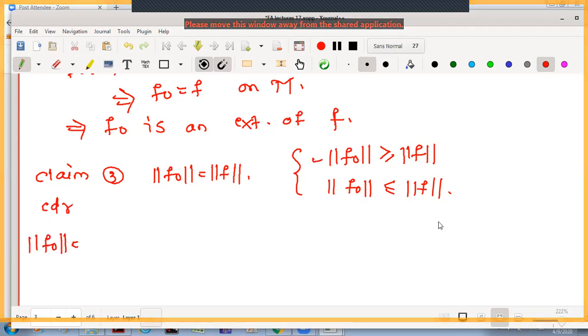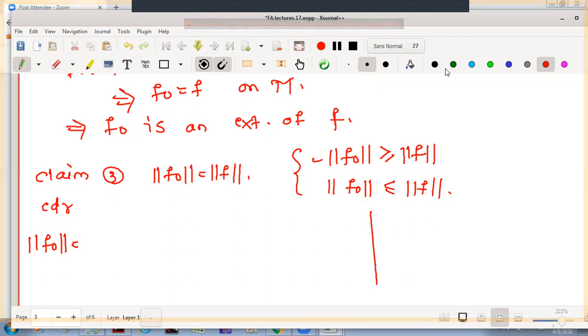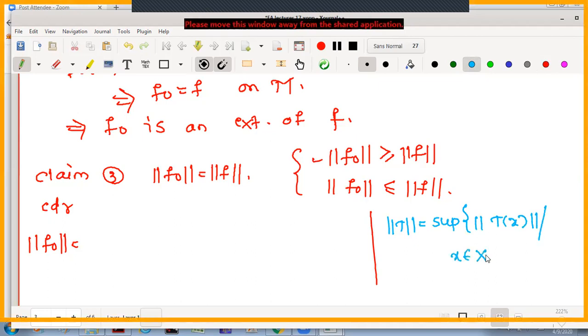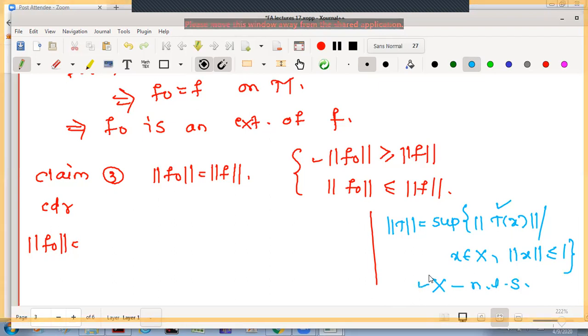What is the definition of operator norm we have seen? I'll just recall the definition here. Definition of operator norm is: norm T is equal to the supremum of norm T of x, on the condition x is in the domain X and norm x is less than or equal to 1, where X is given to be a normed linear space, and this is the norm working on the linear space X, right?